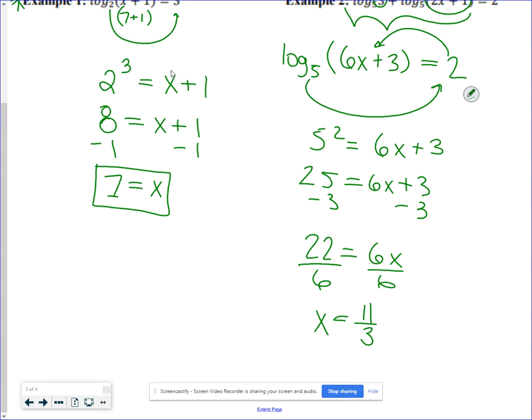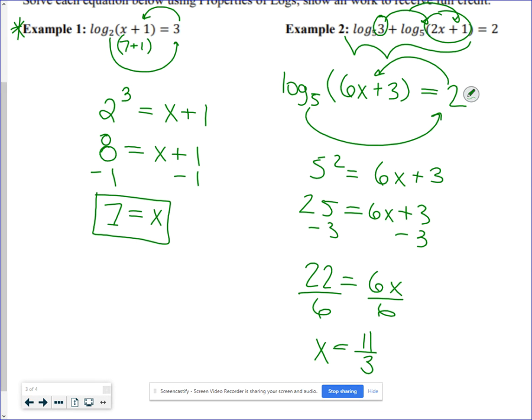Check your answer, make sure you can use 11 thirds. You gotta check it in the original equation. So if you plug 11 thirds in for x, does it make your logarithm negative? Nope, so it works. So my solution is x equals 11 thirds. All right, let's try one more here.